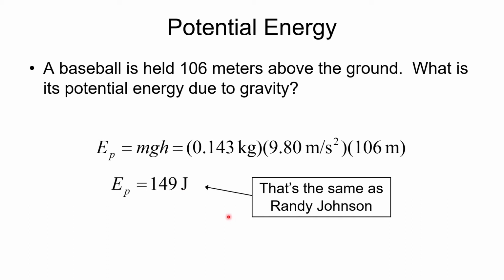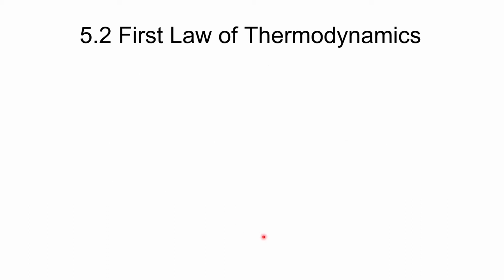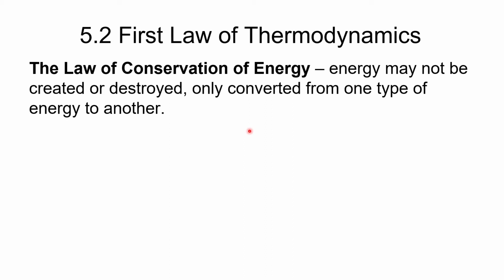Johnson was. All right, so this next section, we're going to look at the first law of thermodynamics and some of the things surrounding that first law. So the first law of thermodynamics says this. It's the law of conservation of energy. Energy may not be created or destroyed, only converted from one type of energy to another type of energy.